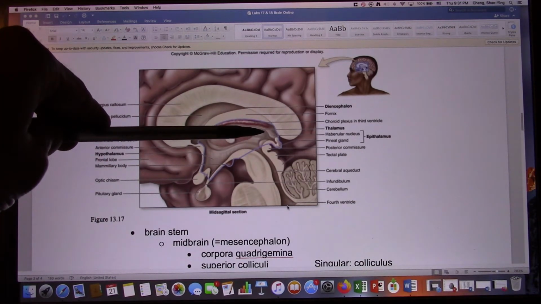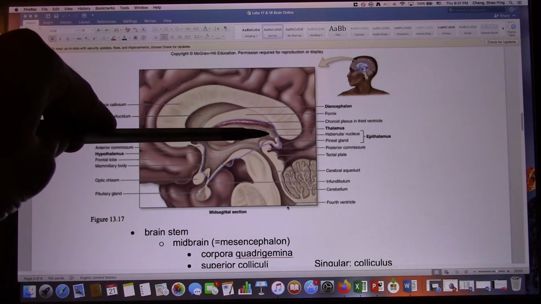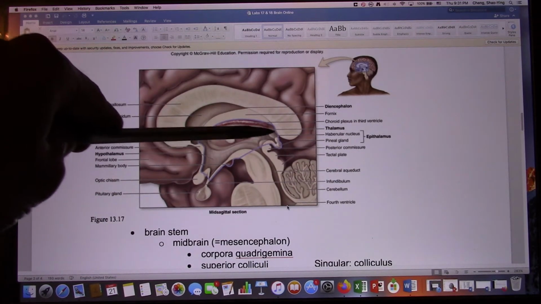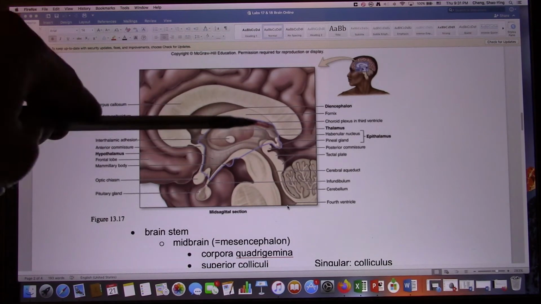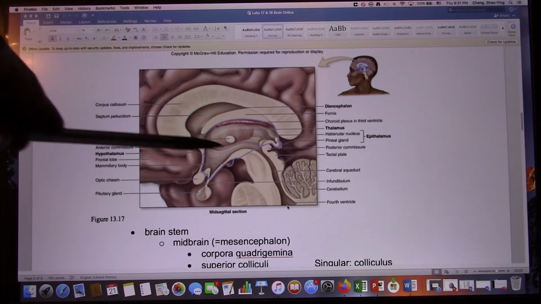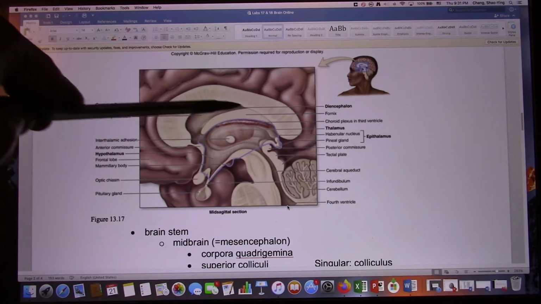And this one is the epithalamus, your pineal gland. The most important one is the pineal gland, which is around here. It controls your sleep-wake cycle. And also in this area you'll find a small space. Yes, this is your third ventricle.